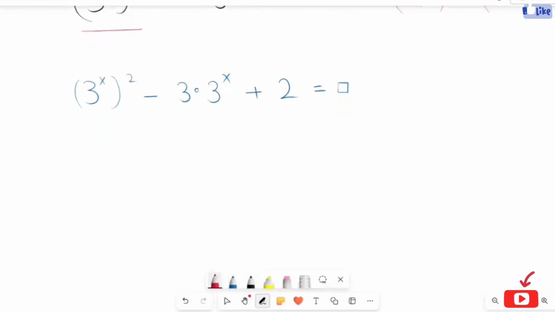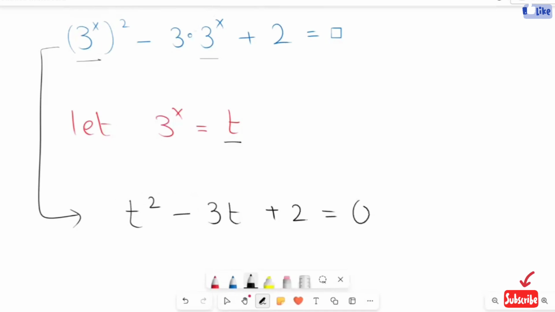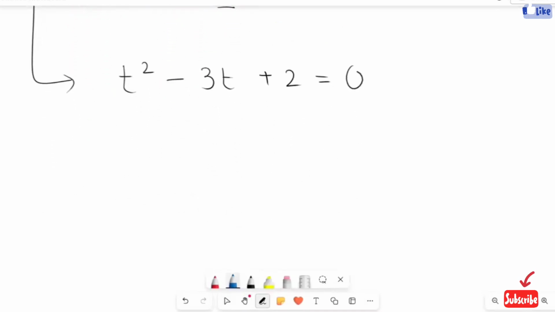Now here I am going to let 3^x equal t, in replacement of 3^x. So the equation turns to t squared minus 3t plus 2 is equal to 0. Now here we get the quadratic equation. Here we can easily solve this quadratic equation by factoring it.